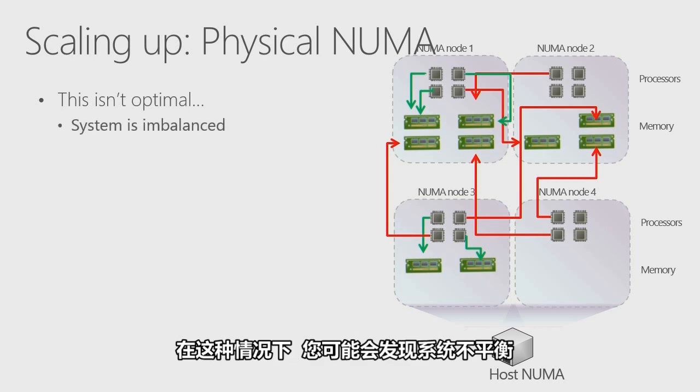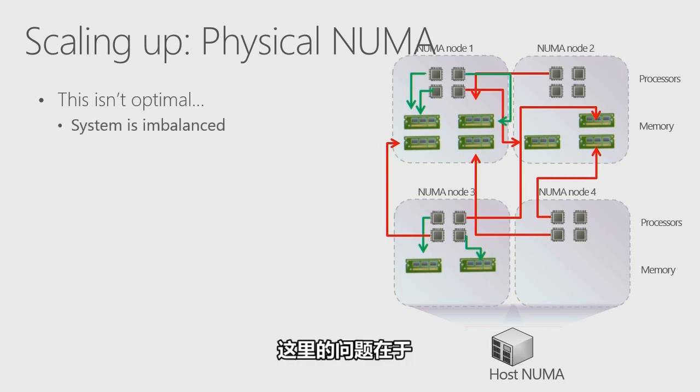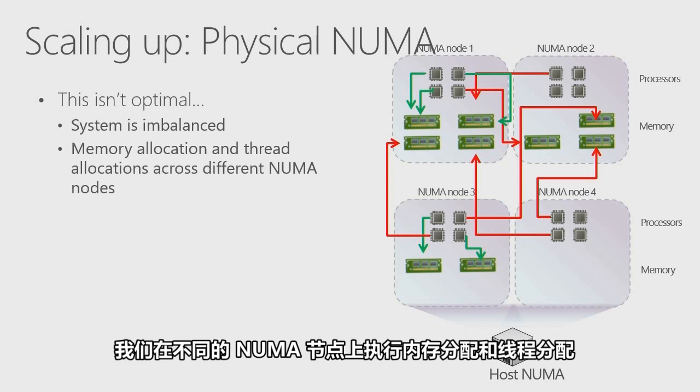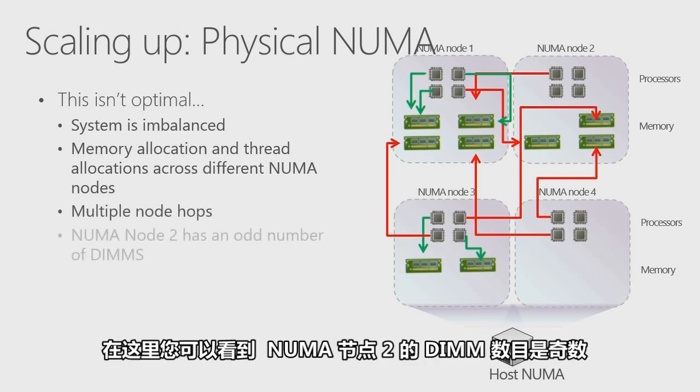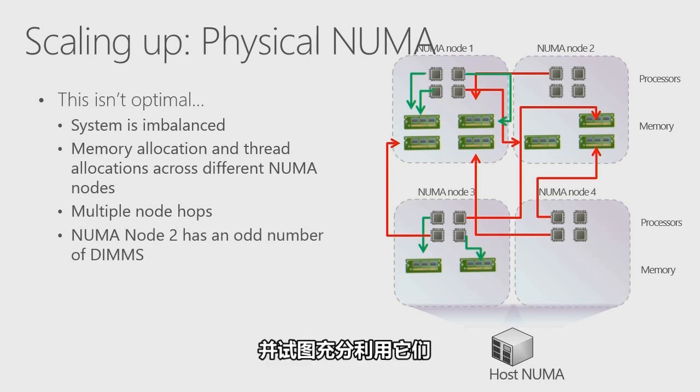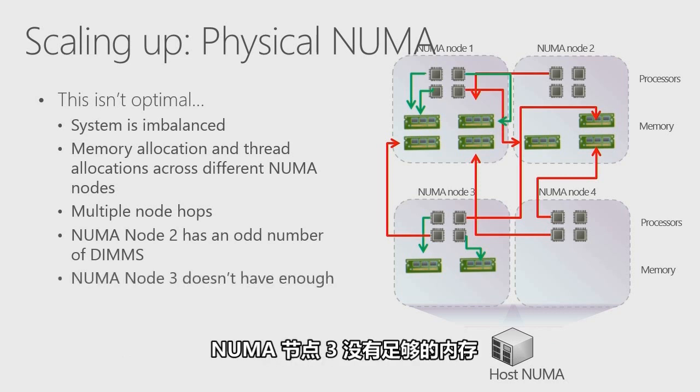So in this case, you can see the system is imbalanced. What we have here is memory allocation and thread allocations happening across different NUMA nodes. In fact, we're seeing multiple node hops. You can see here that node 2 has an odd number of DIMMs, so if you're trying to take advantage of any sort of hardware interleaving, you're probably not getting that. NUMA node 3 doesn't have enough memory, so it has to leave its node to access additional memory.